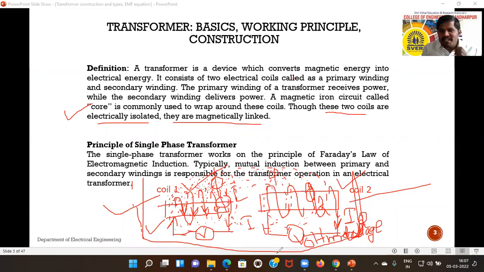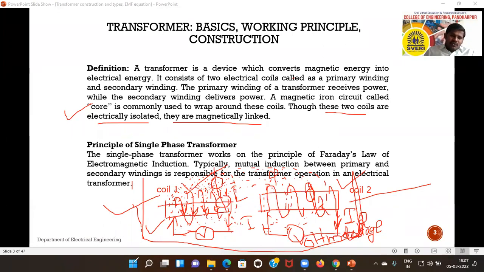This mutual induction principle means that when we give supply to only one coil, एकाच coil ला आपण supply देतोय, there is an induced EMF in the secondary coil. So this is called the mutual induction principle, and the transformer works on that mutual induction principle. Transformer काय करतं, mutual induction principle वरती work करतं.